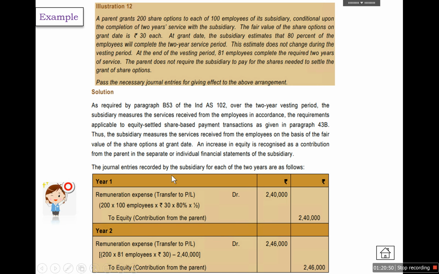So remuneration expense will be debited for 200 shares, 100 employees, 30 rupees price, and 80% probability, vesting period 2 years, 2,40,000. But at the end of the period, 81 employees opted for the option. So 200 into 81 into 30, and 2,40,000 we have already recognized. So the remaining expense will be recognized in the books and credited to the equity, as a contribution from the parent.